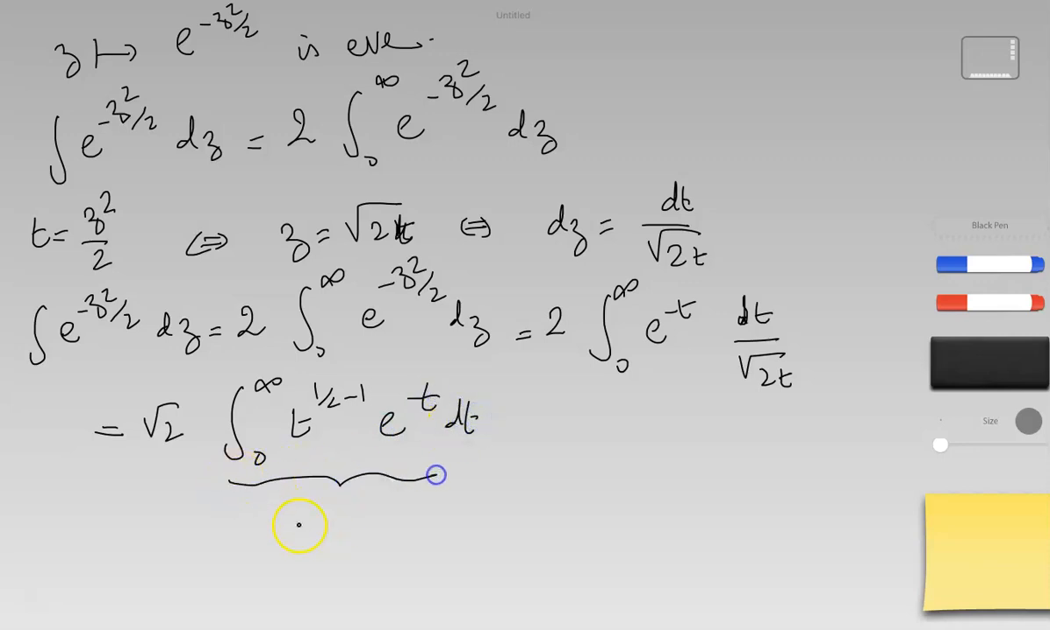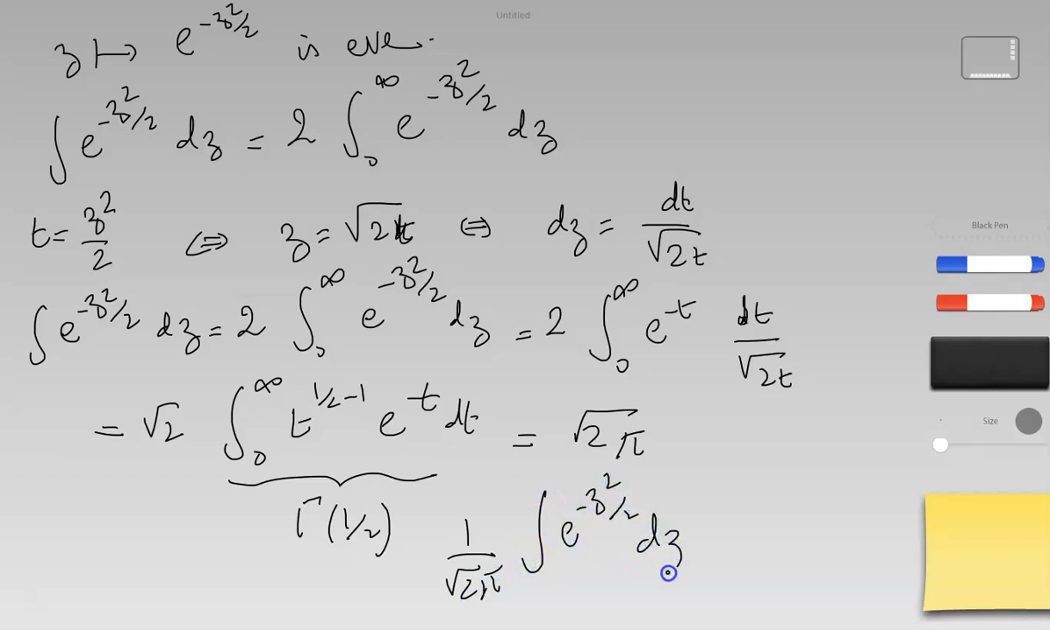And this one reminds me of the gamma of one half. As I said before, this one is equal to square root of π. Then this is square root of 2 times square root of π. So remember, then the integral of 1 over square root of 2π, exponential of minus z squared over 2 dz, will be equal to square root of 2π over square root of 2π, equal to 1. Okay? Then we have proven that this is a density function. Thank you.